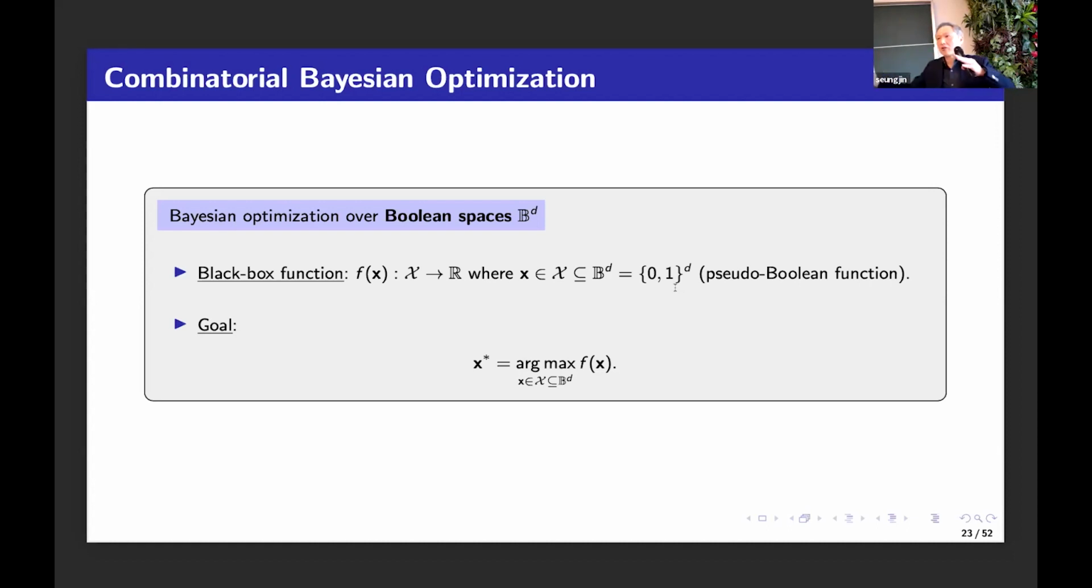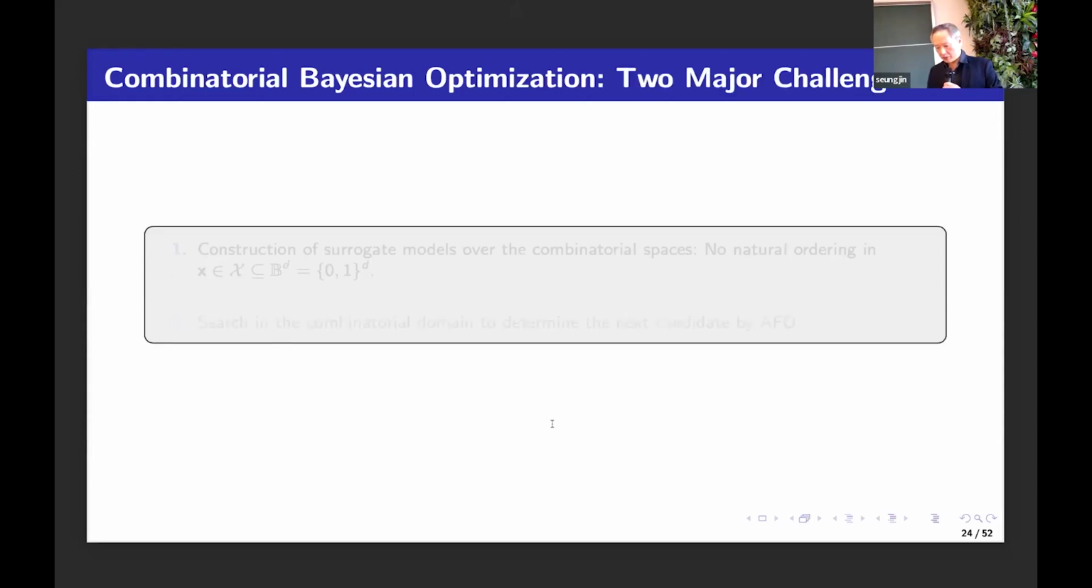Suppose you have d choices, and for each option you take it or not. That is a typical combinatorial problem. Just like standard Bayesian optimization, you would like to find the global maximum of the black-box function f of x, but the only difference is that x lives in the Boolean space. It is a small change, but the techniques will be much different. There are a couple of problems.